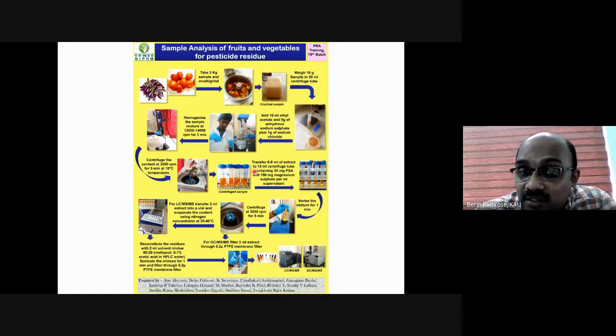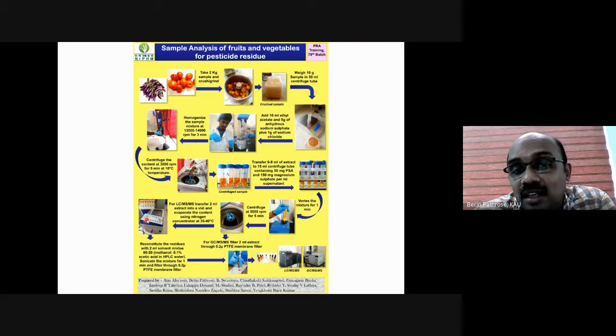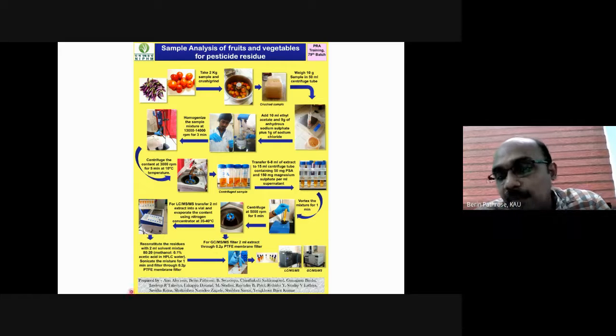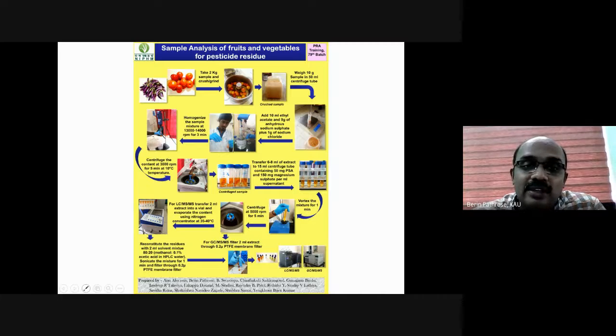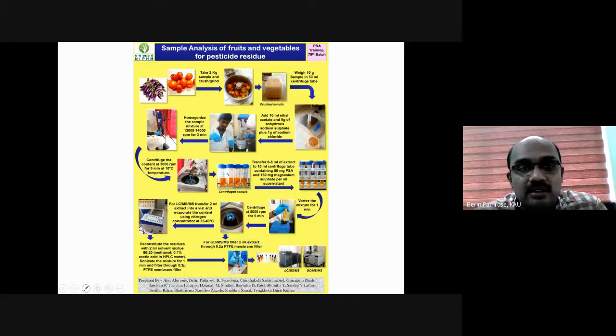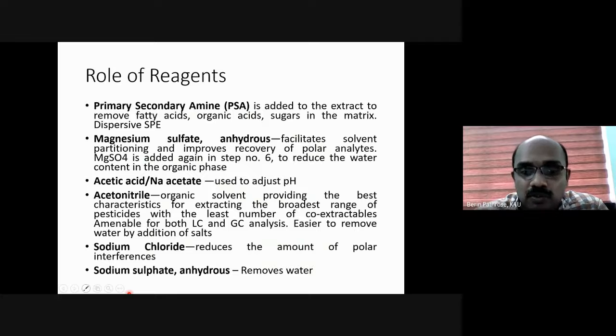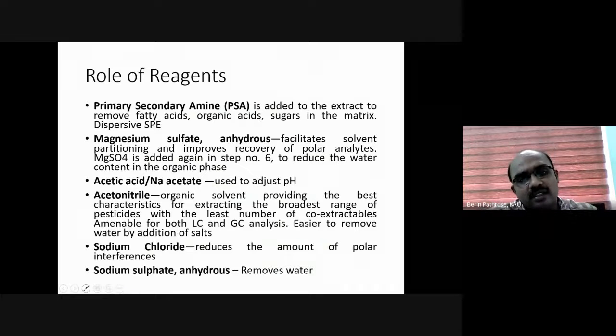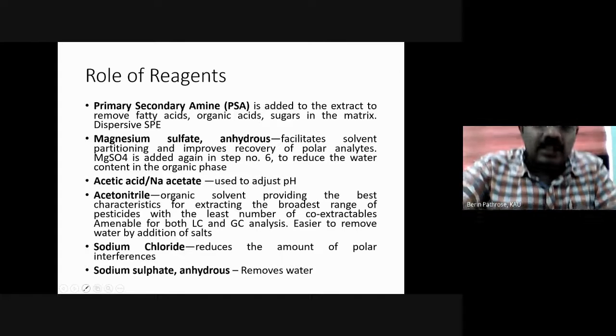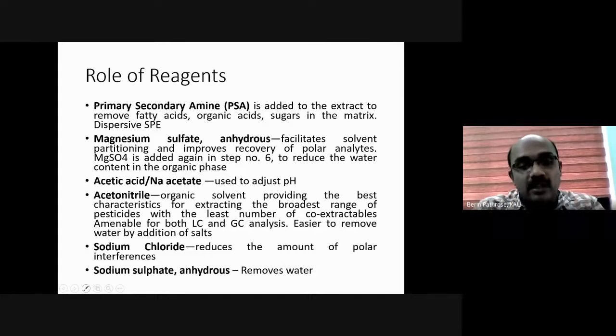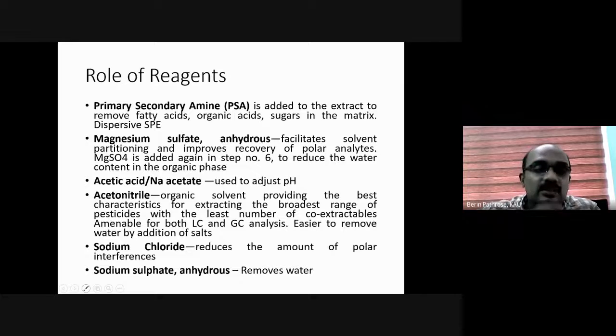This is extraction. From here onwards, it is the cleanup step. So in Kirchhoff's method, the extraction and cleanup are combined. That is Kirchhoff's method. And let's say the purpose of each reagent. Primary secondary amine is coming in the cleanup step. The purpose of primary secondary amine is to remove all the fatty acids, organic acids, sugars, the matrix. That means the cleanup material.